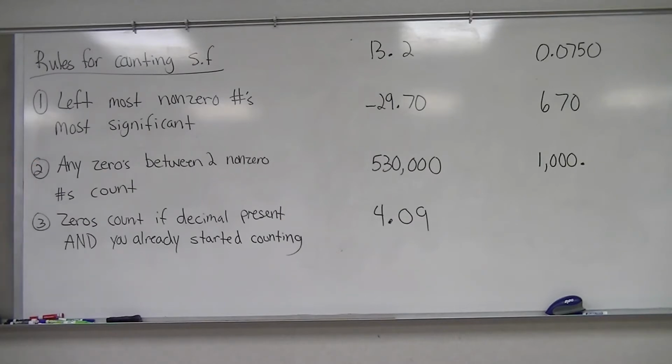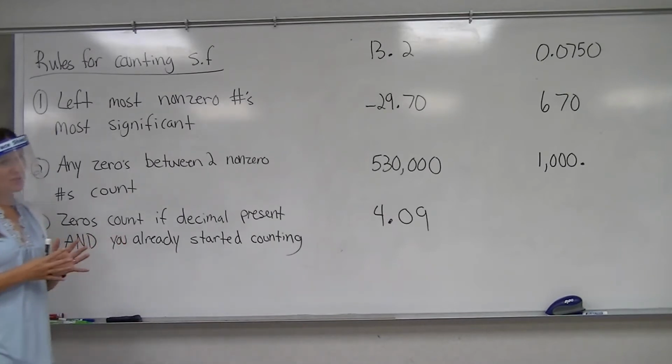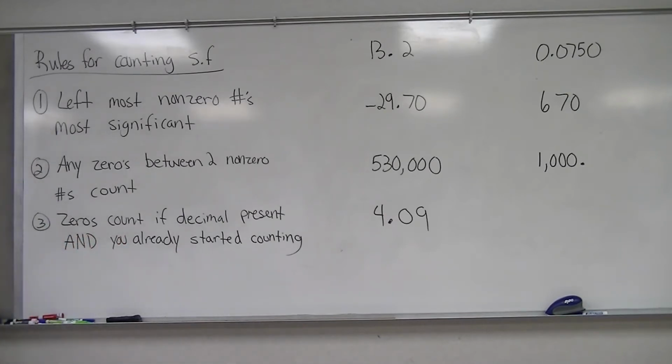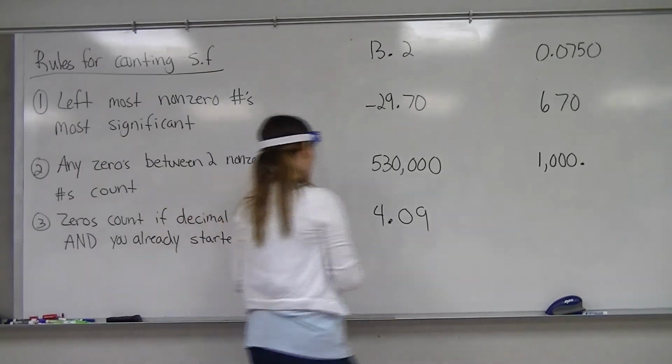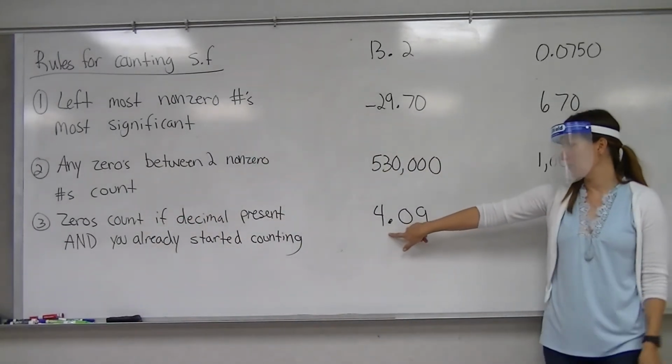For number 2, any zeros between 2 non-zero numbers count. Basically, if the number is not 0, it's 1, 2, 3, 4, 5, 6, 7, 8, 9, it counts all the time, no matter what. It's the zeros that are tricky, because zeros sometimes count and sometimes do not count. So number 2 is explaining the first stipulation, which is zeros can count, but only if they are between 2 non-zero numbers. An example would be this one here.